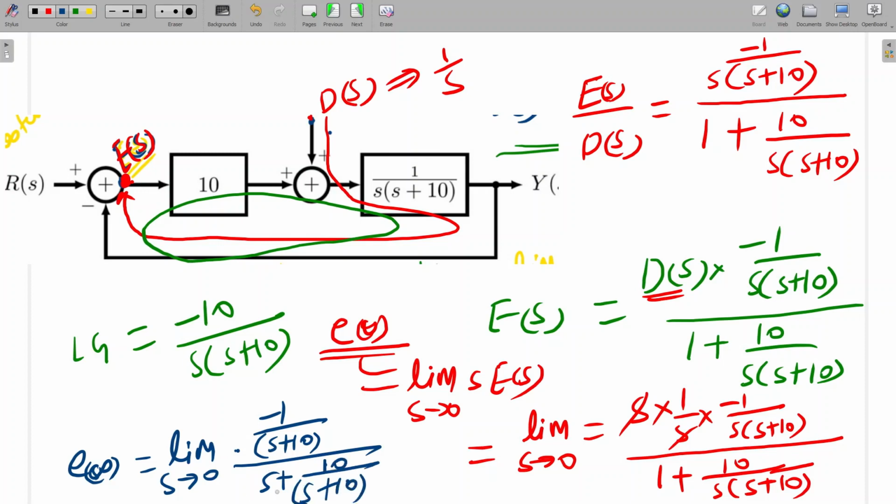Clear up to now? So this s will become 0, and the numerator will be equal to minus 1 by 10, correct? And in the denominator this s will become 0, and 10 by 10 equals 1. So that is minus 0.1. Is it clear now? Yes, sir.